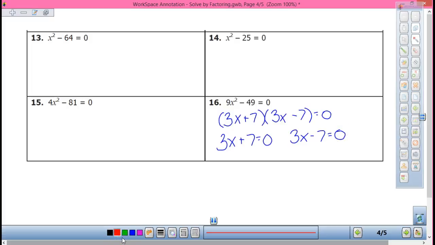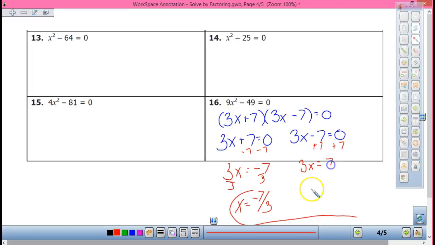Now we've got to solve it. What do I have to do? Minus 7. 3x equals -7. Divide by 3, x equals -7 thirds. Over here I add 7. 3x equals 7, x equals 7 thirds. Good. Thumbs up? All right, just one more thing we got to talk about.